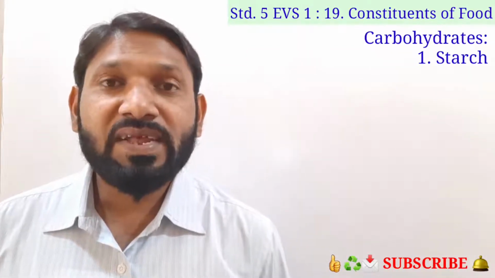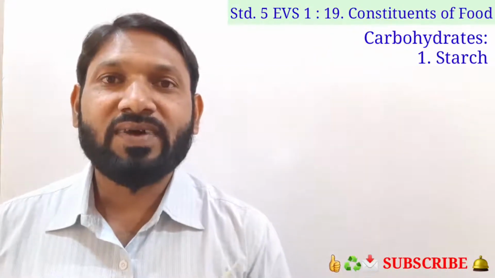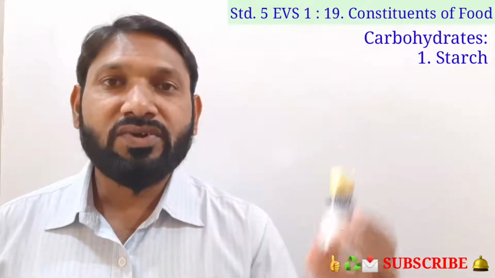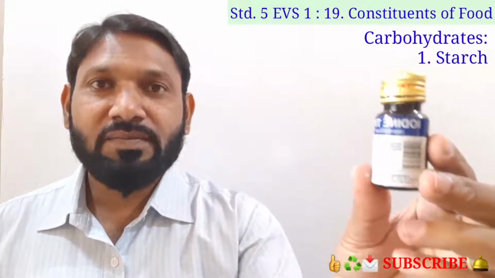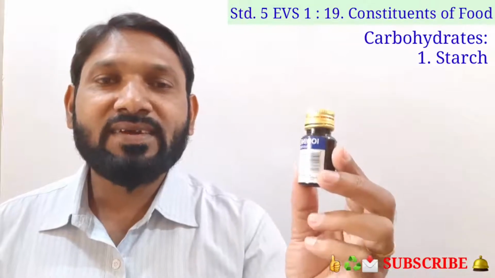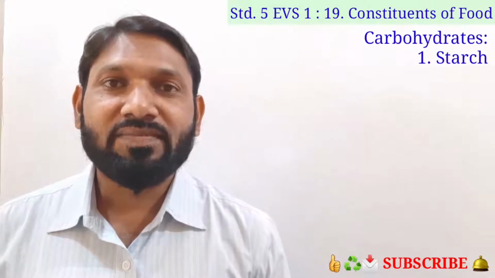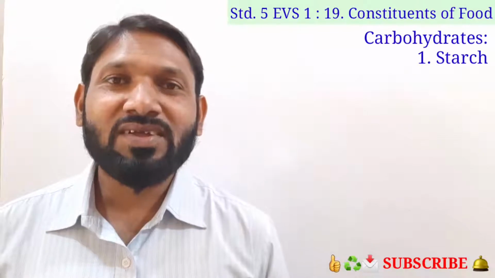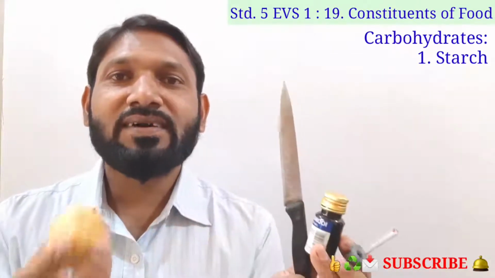Students, we will be requiring a potato. See, this is a potato, a kitchen knife, and then iodine. This is tincture of iodine. Tincture means what, students? It is a solution of iodine. You can buy it from a medical store, very easily you can get it. And what is this? Yes, a dropper. So dropper, iodine, a knife, and a potato.